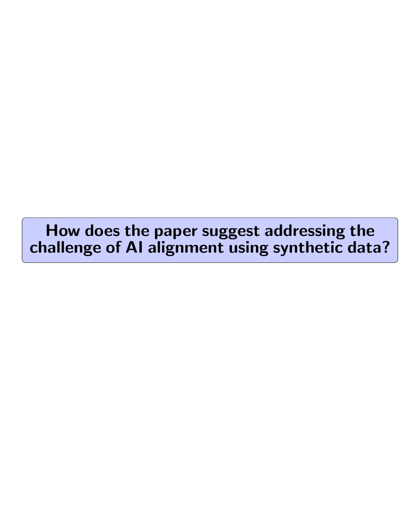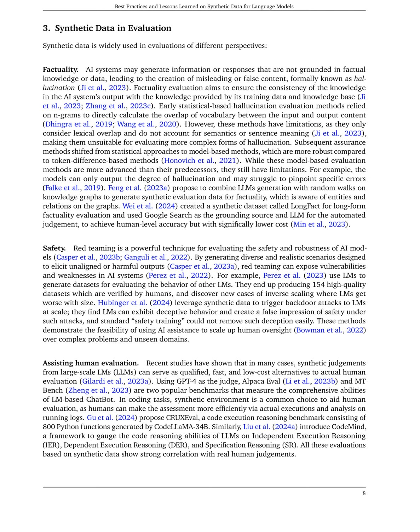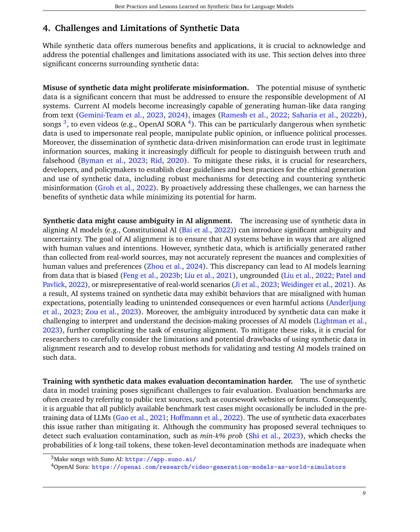How does the paper suggest addressing the challenge of AI alignment using synthetic data? The paper suggests addressing the challenge of AI alignment using synthetic data by carefully considering the limitations and potential drawbacks associated with using synthetic data in alignment research. It emphasizes the importance of developing robust methods for validating and testing AI models trained on synthetic data to ensure they behave in ways that are aligned with human values and intentions. Additionally, the paper recommends researchers to invest in creating and maintaining in-house and protected evaluation benchmarks to prevent evaluation contamination and ensure the integrity of the evaluation process.